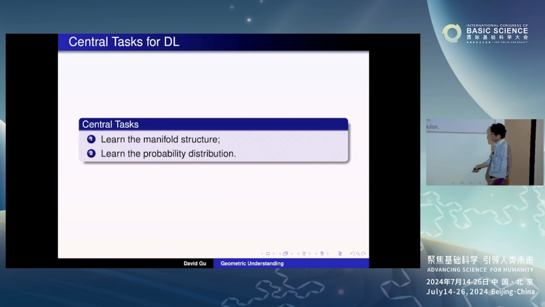The second part is learning the probability distribution. And this one is actually learned by optimal transport. The computer can only generate a uniform distribution. So you need to find a transformation from the uniform distribution to the data distribution. All the information is encoded by this step.